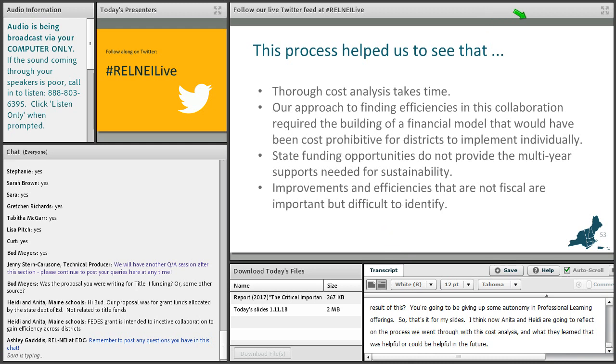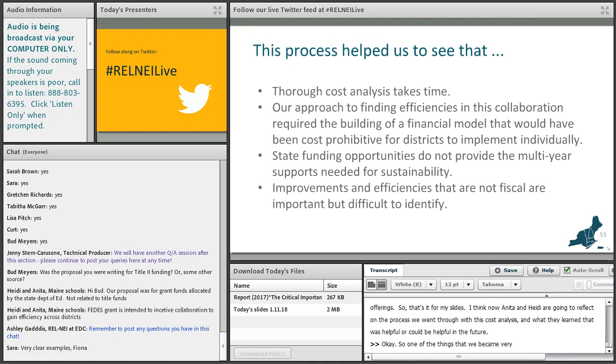Okay, so one of the things that we became very aware of in our discussions with Dr. Holland and doing this analysis was that thorough cost analysis takes time and it takes the patience to look for all of the details. Heidi and I realized pretty quickly that in an effort to think about how to deliver professional development using the funds that we had, this was a really different question that we were being posed. Is there cost efficiency in the proposal of collaboration?